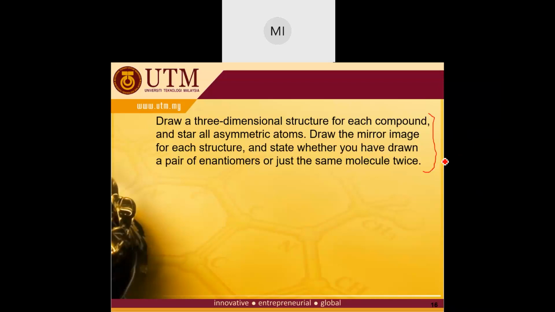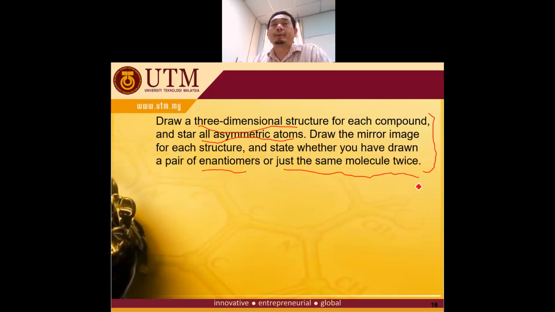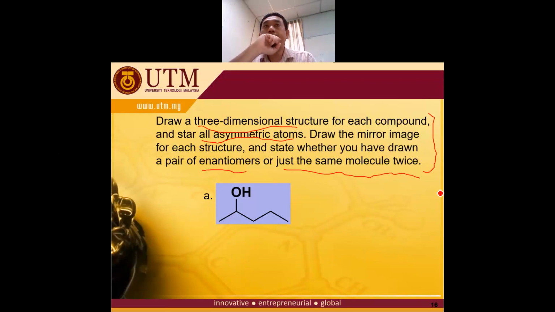To make sure that you understand, from the previous slide, draw a 3D structure for each compound and star all asymmetric carbons, meaning chiral carbons. Draw the mirror image for each structure and state whether you have drawn a pair of enantiomers or just the same molecule twice. So we look at the first structure. I give you 2 minutes to try, and then we discuss together.